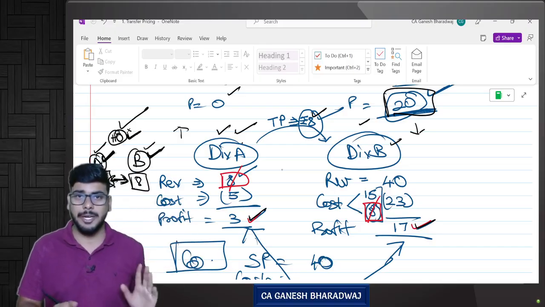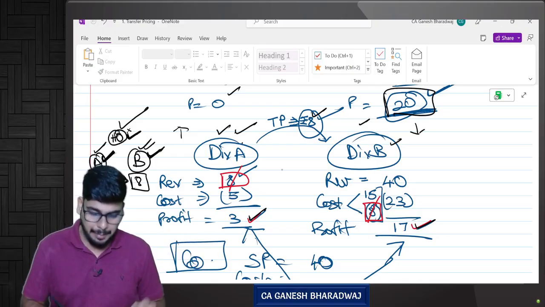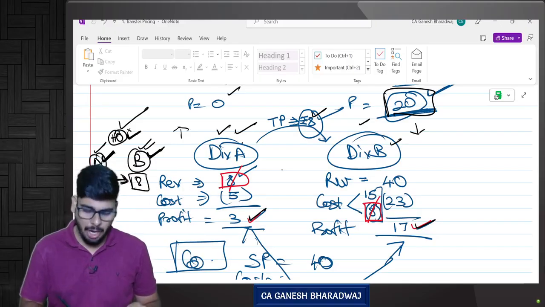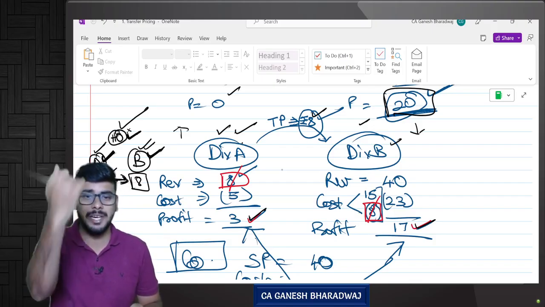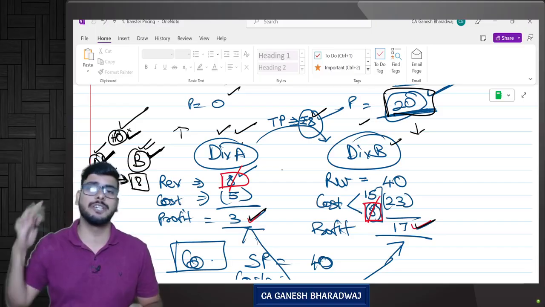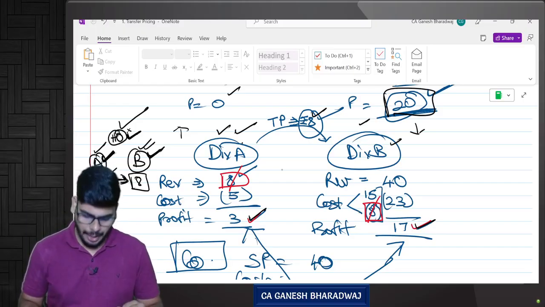So the top corporate office, the top boss, cannot come and say, look, I like department B, so you fix the transfer price as 8 rupees. Or I like department A, so the transfer price should be fixed at 15. No, it will defeat the objective. Are you clear with this? A very, very important understanding here, right?